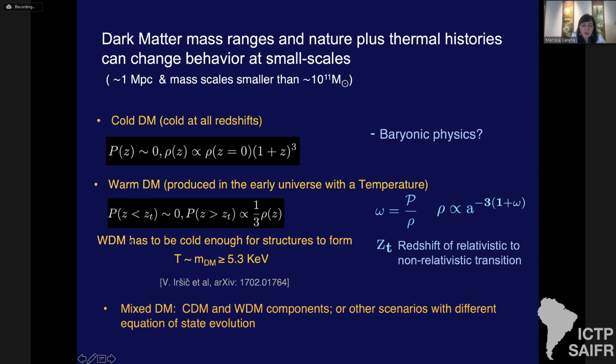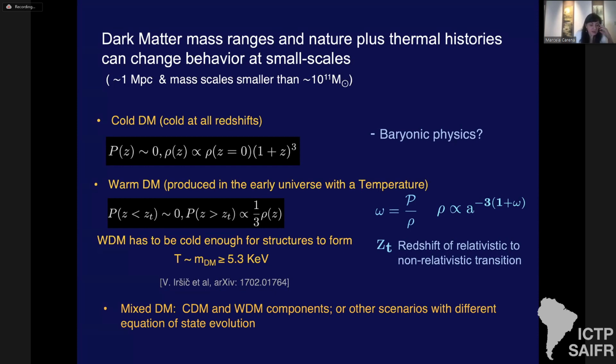So of course, people have worked a lot on looking at what are the properties of warm dark matter, and it has to be cold enough for structures to form. And basically, that puts, at this z_T range, that the mass or the temperature of this warm dark matter has to be above 5.3 keV. It's also possible to have other options, mixed dark matter with, well, obviously, cold dark matter plus warm dark matter components, or other scenarios that have different equations of state.